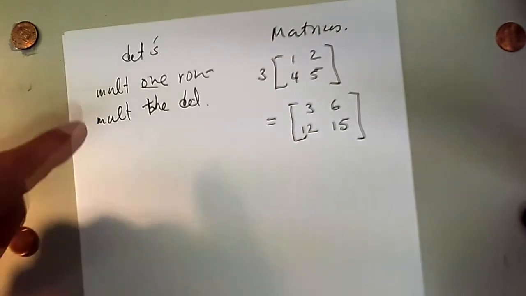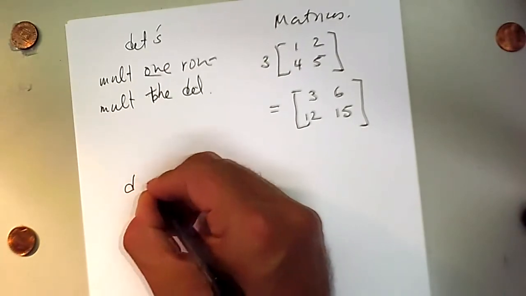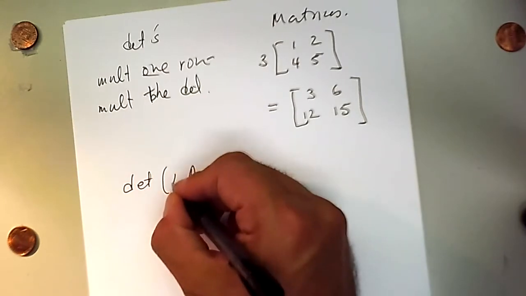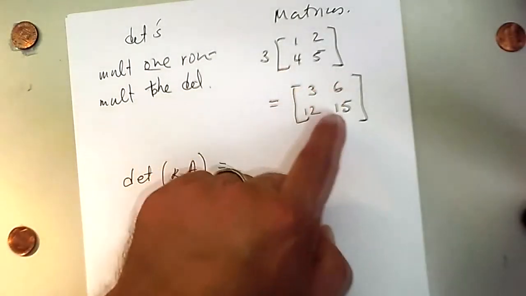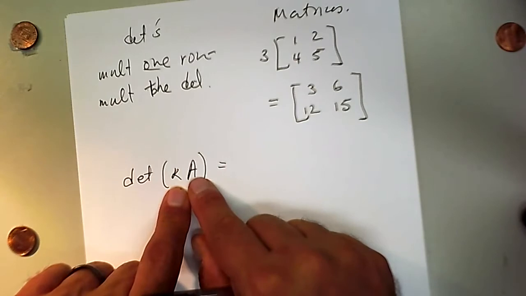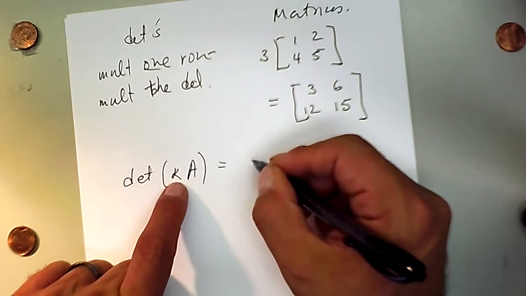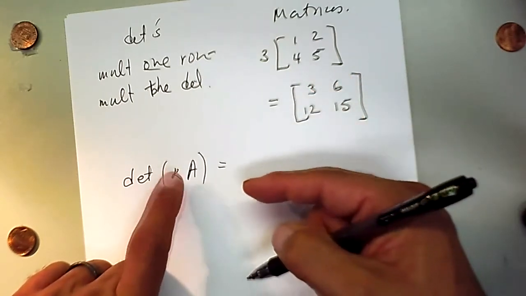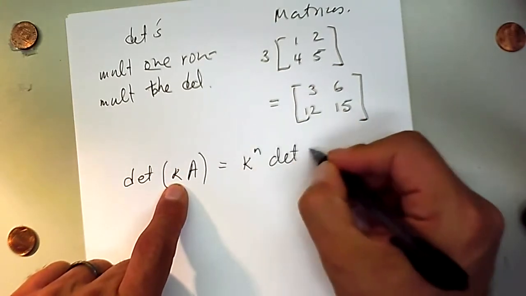But from property 3, we can say that if you have a determinant of a matrix A, which is multiplied with a constant K, that means that every row gets multiplied by that constant. And if the matrix is n by n, then we're multiplying the first row by k, the second row by k, the third row by k. So we have n k's. So we will have k to the n times the determinant of A.